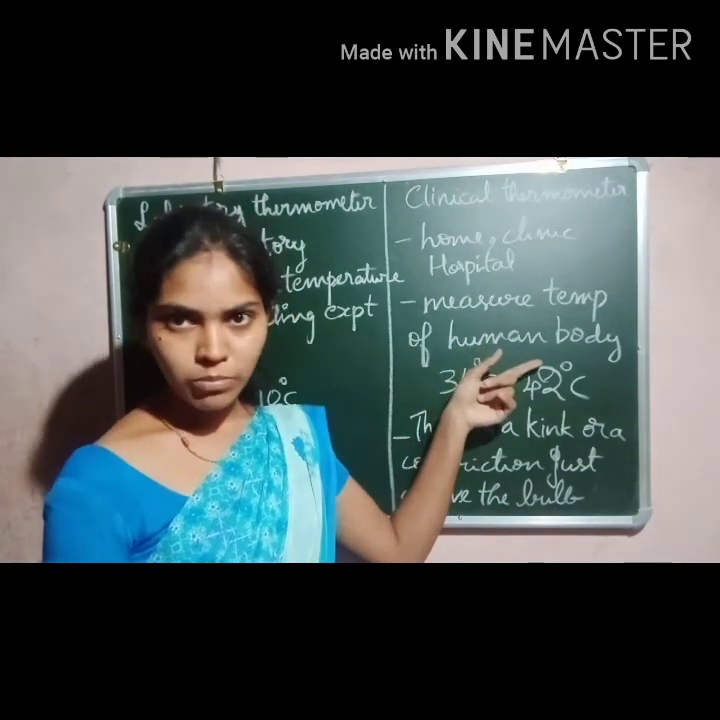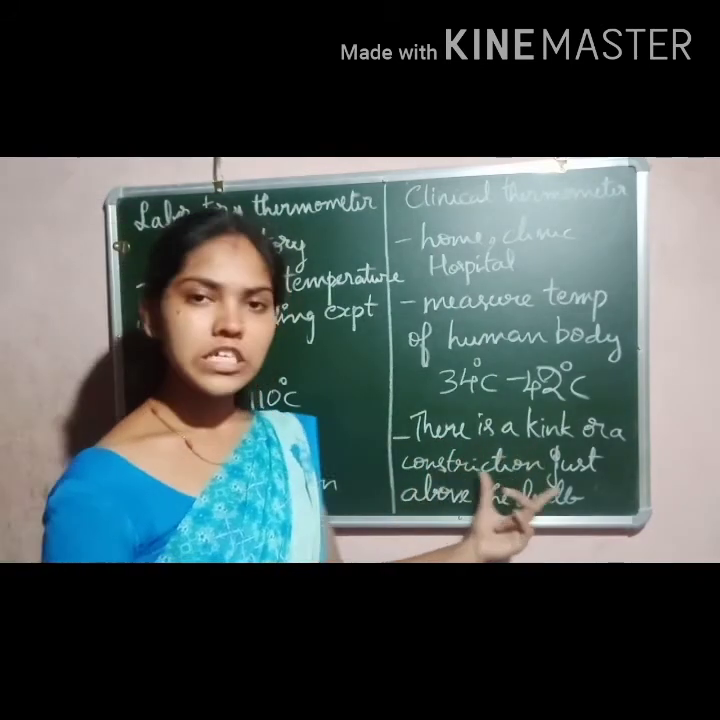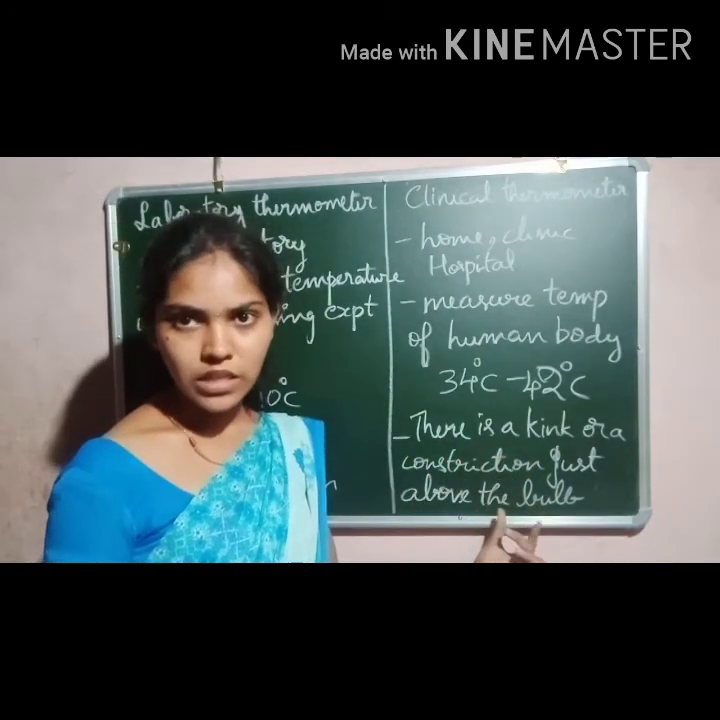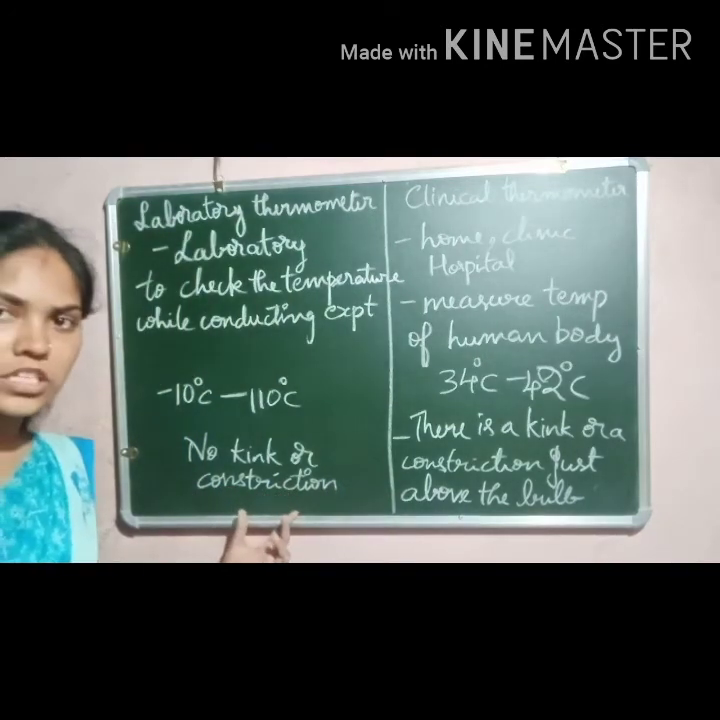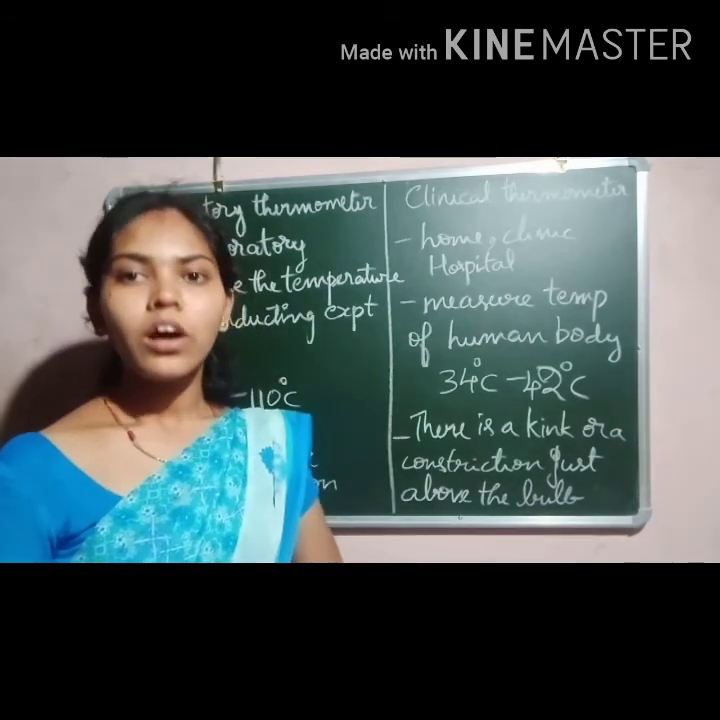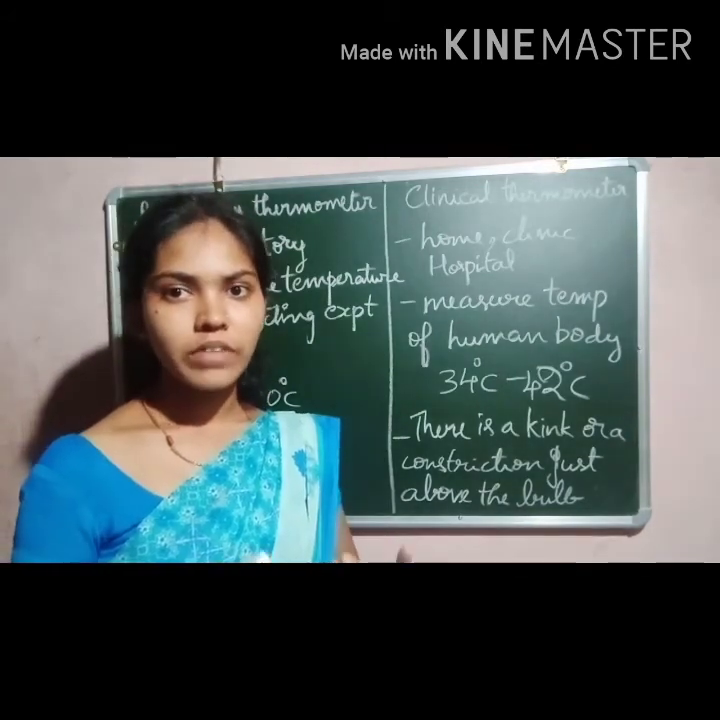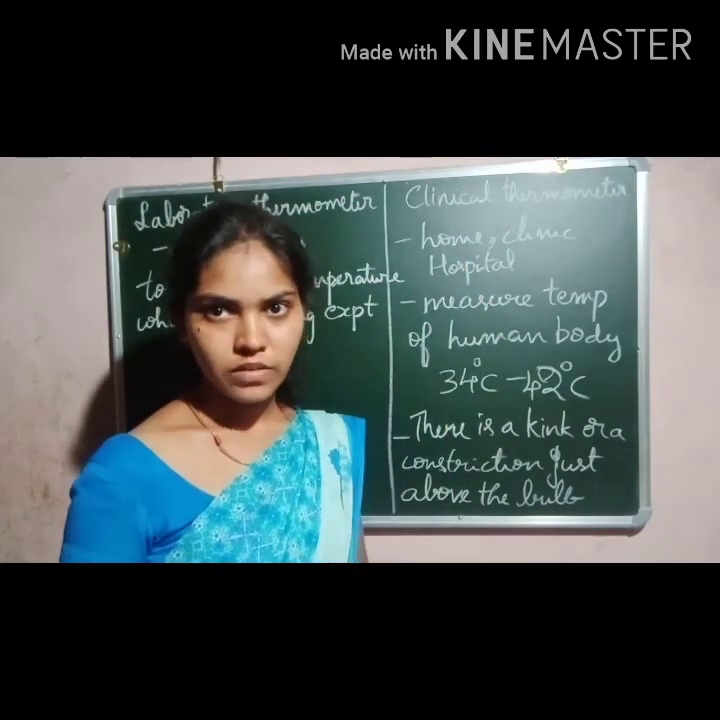the human body. Here, there is a kink or constriction just above the bulb. You can see in the picture. Here there is no kink or constriction in the laboratory thermometer. Okay, now let us discuss the working of the clinical thermometer. How does it work? Let us discuss now.